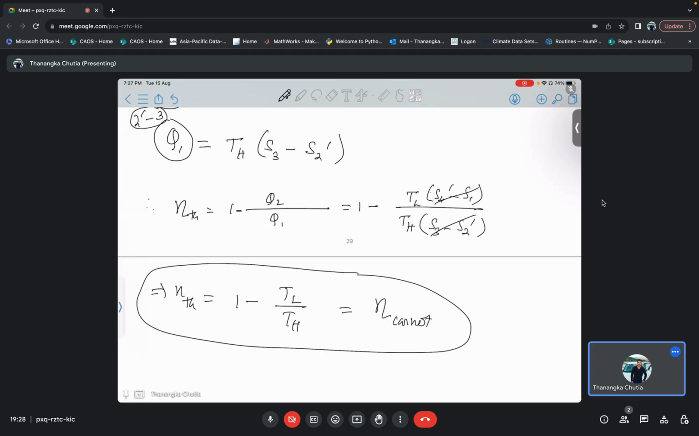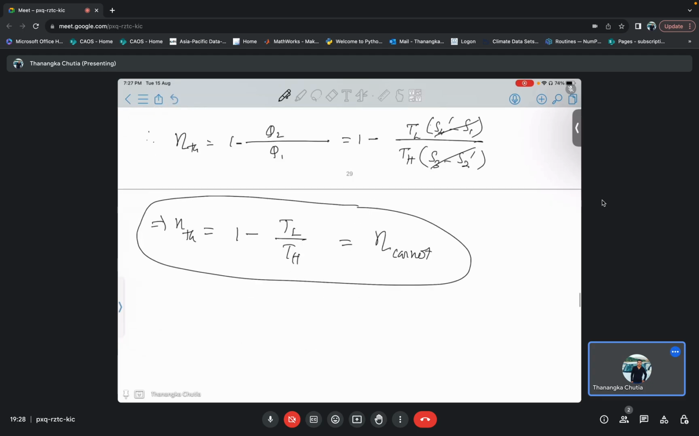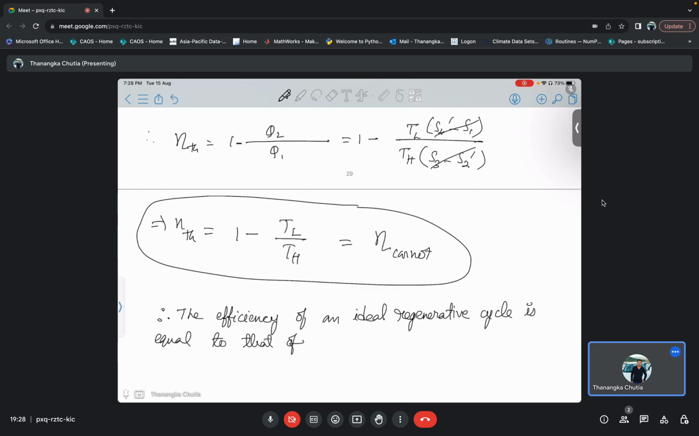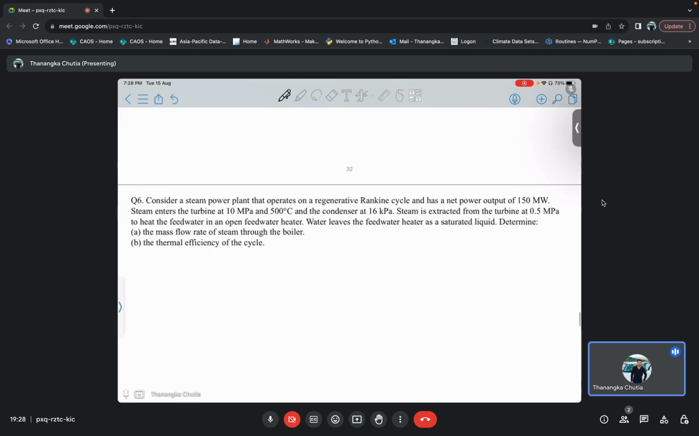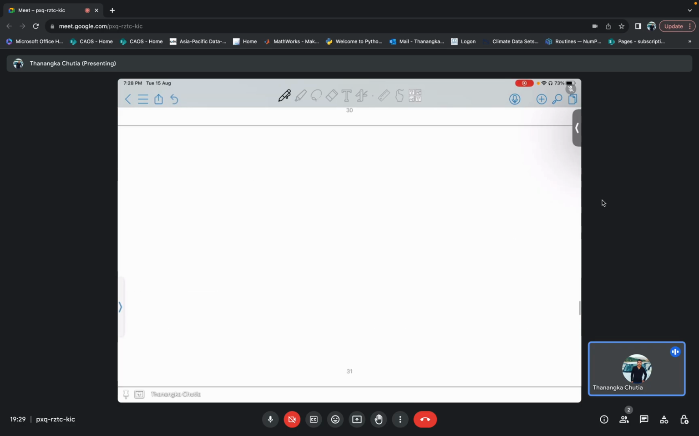So, therefore, the efficiency of an ideal regenerative cycle is equal to that of a Carnot cycle. Okay, fine. Now there are some drawbacks in the case of the ideal regenerative cycle.